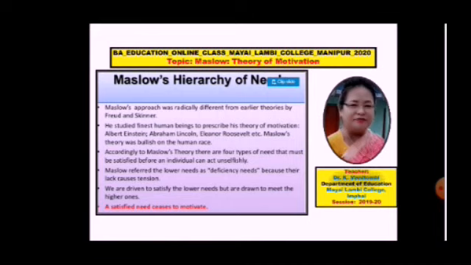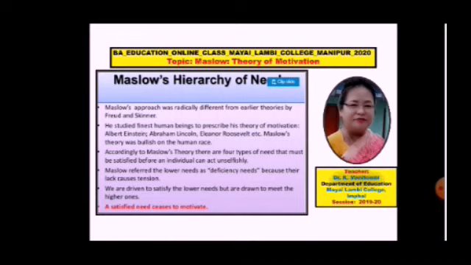According to Maslow, there are four types of needs, and they must be satisfied before an individual can act unselfishly. Maslow referred to the lower needs as deficiency needs because their lack causes tension. We are driven to satisfy the lower needs but are drawn to meet the highest ones. For this reason, a satisfied need ceases to motivate.